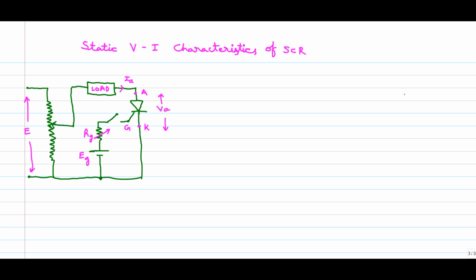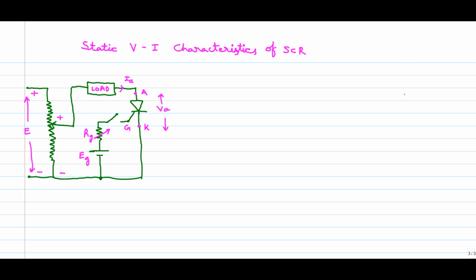If you can see the diagram, it is very clear that anode and cathode are connected to the main source. This is positive and this is negative. This is a normal thing, and whenever we want, we can reverse it. This is the normal connection, which means it is forward biased. The gate and cathode are fed from another source, not from the same source.